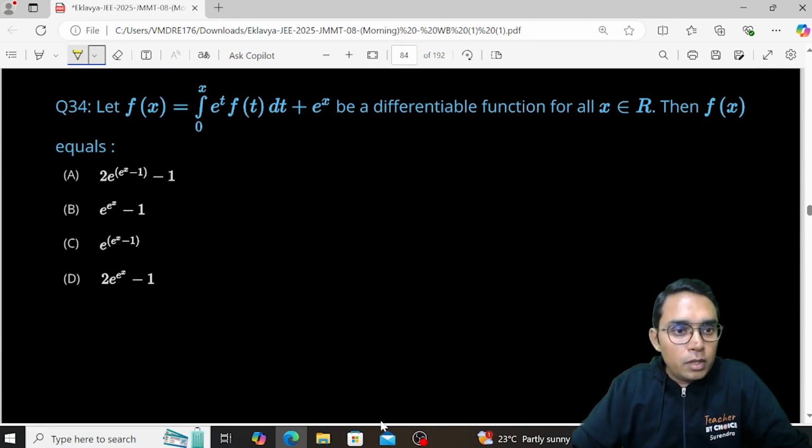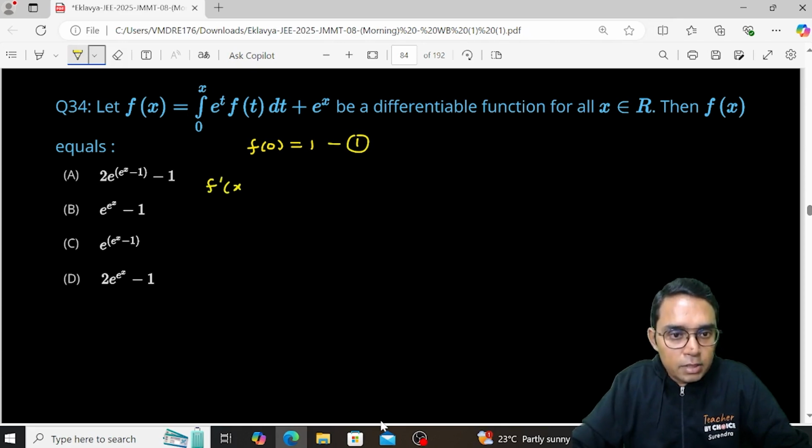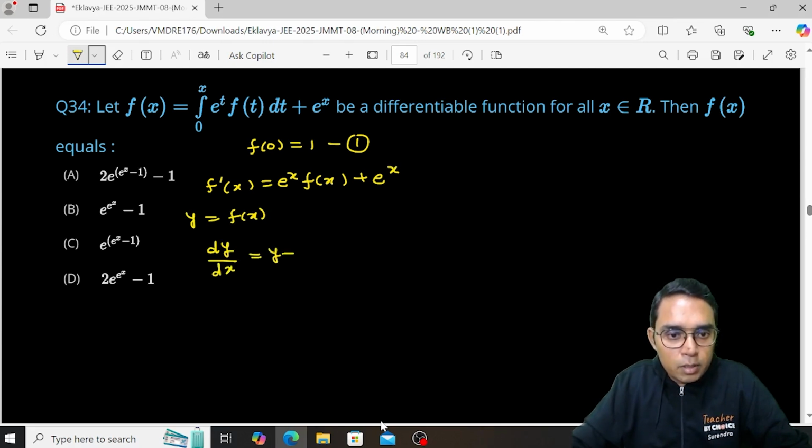Question number 34. We are given this f(x) equal to this thing. So here, first of all, please check that f(0) is equal to 1. This will give you 0 and e power 0 will give you 1. Now, if I differentiate it, I will get f'(x) equal to e^x into f(x) plus e^x. Here, we take y equal to f(x). So we will get dy/dx equal to y into e^x plus e^x. So we can take e^x common.